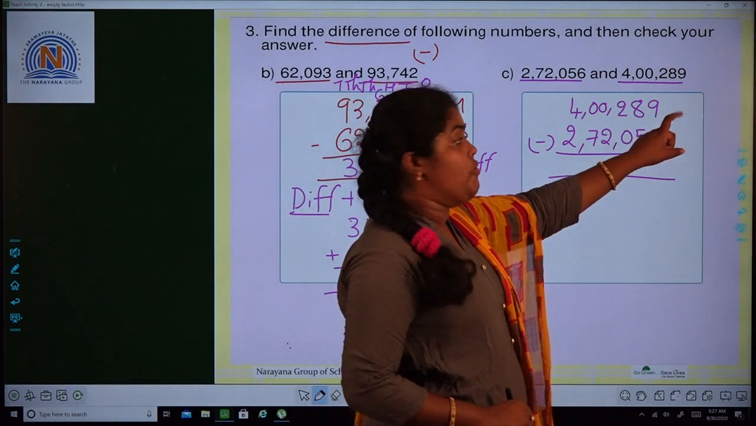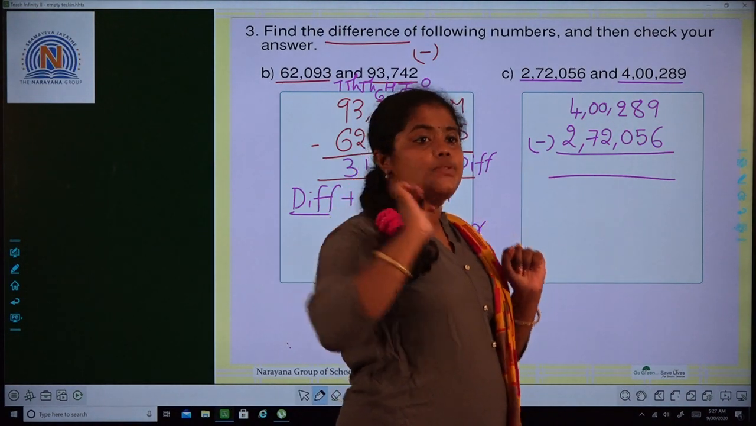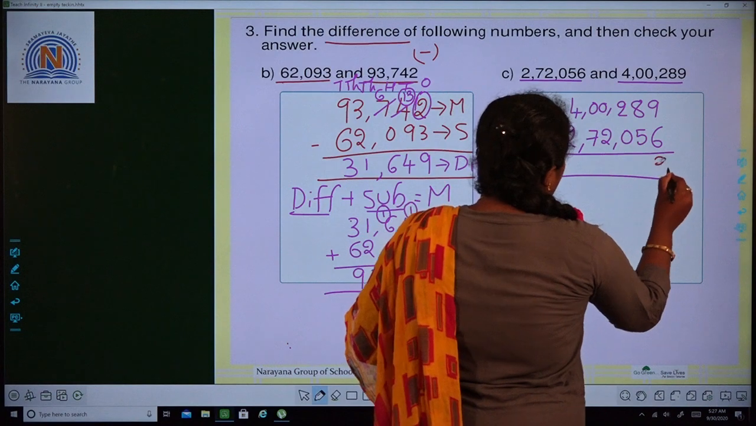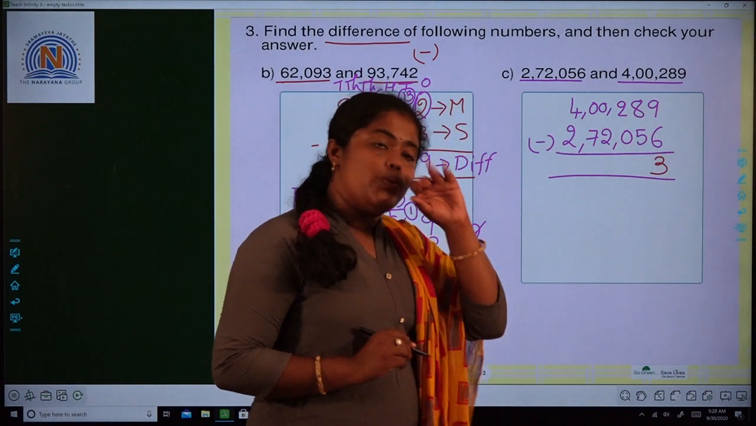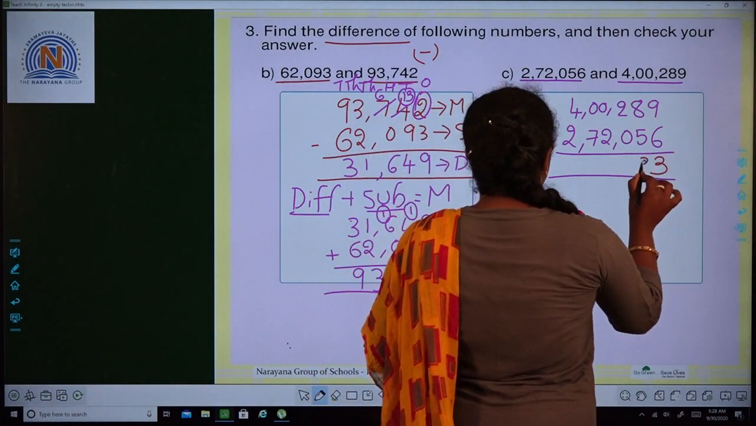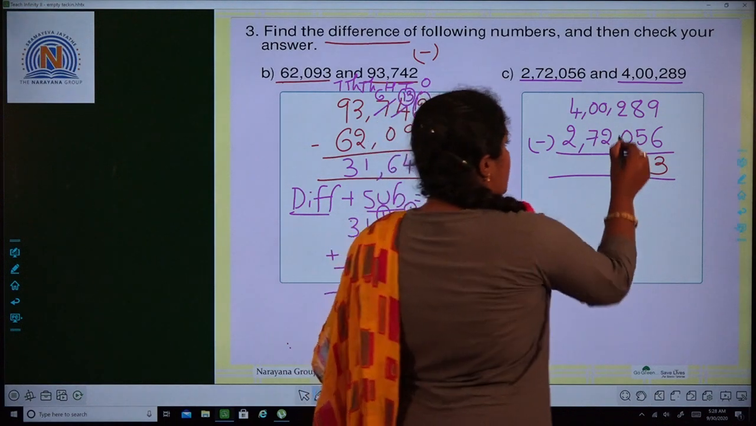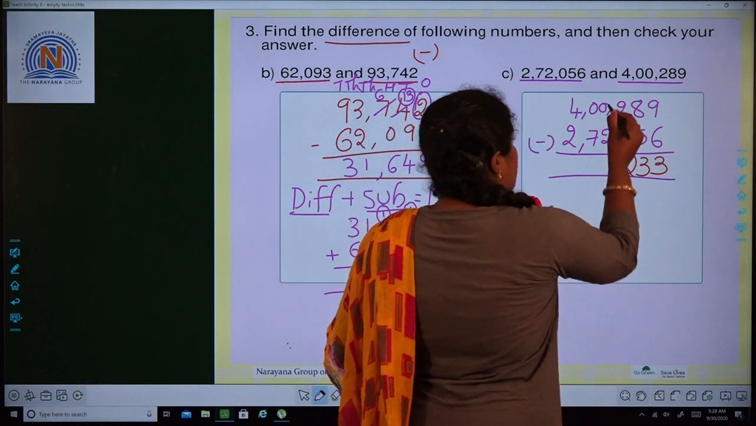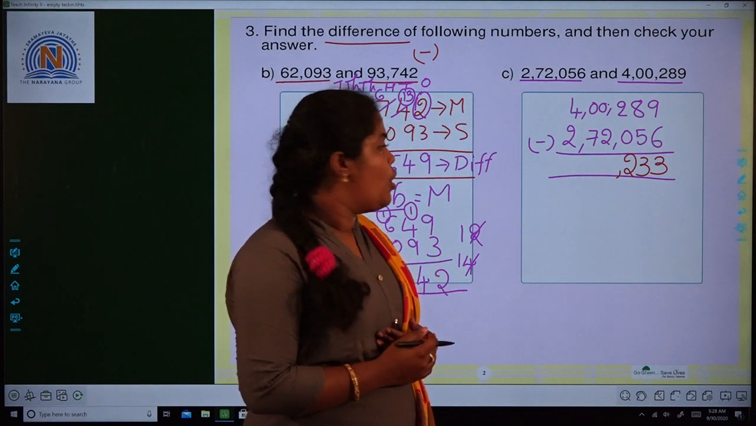Start with the ones place onwards. 9 minus 6, the answer is 3. Next, moving on to 8 minus 5, which is 3. Next, 2 minus 0. We know very well, we get the same answer, 2. And 0 minus 2. Is it possible to do the subtraction? 0 minus 2, not possible.